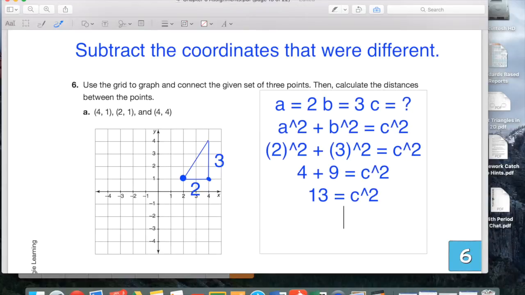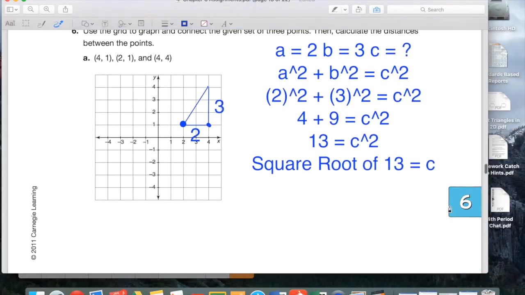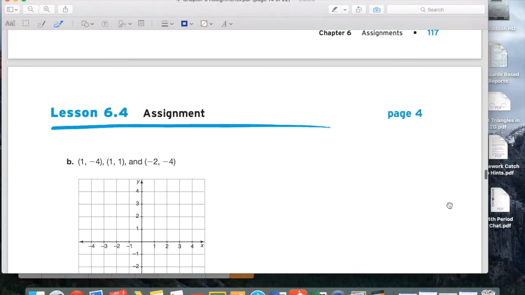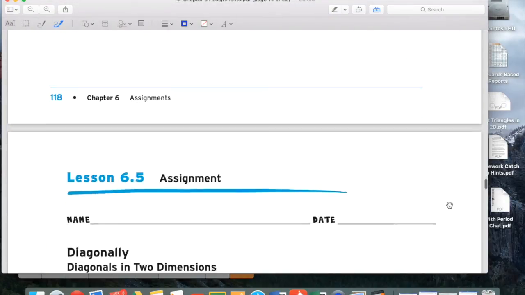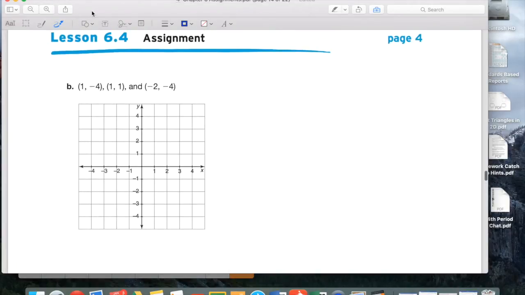The square root of 13 equals C. And you can use your symbol for that. I don't know if I can really do that over here. Okay, so we get to do this again. So 1 and -4.